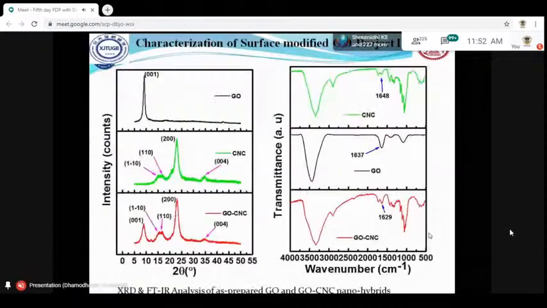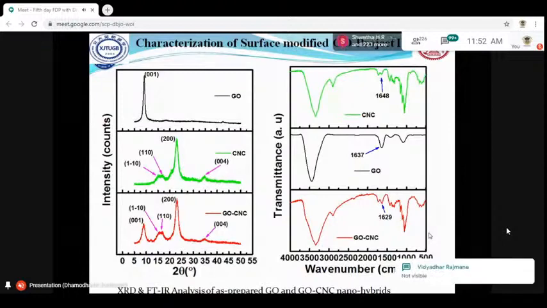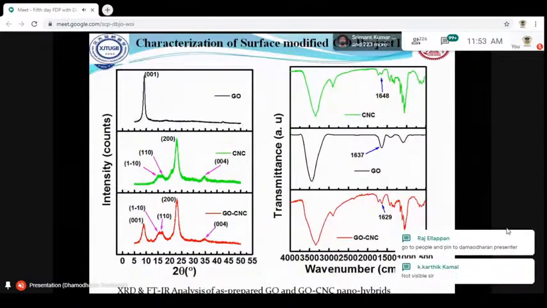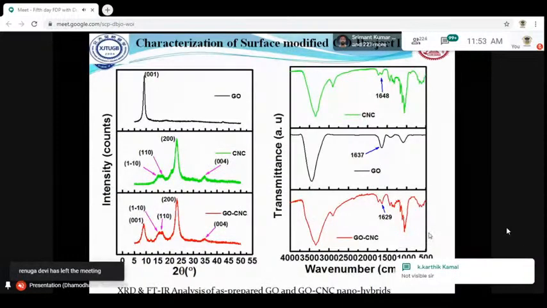So here, after the nanofiller synthesis, we scrutinized with XRD. Here we can see a 001 plane for GO, and for the CNC, which has been prepared by ourselves, we have got the 101, 102, 004 planes in the case of XRD. And for the CNC decorated GO, we can see the 001 peak, which is related to GO, and also all the other CNC peaks have been achieved. So we can conclude that our GO surface has been partially decorated with our CNC material.